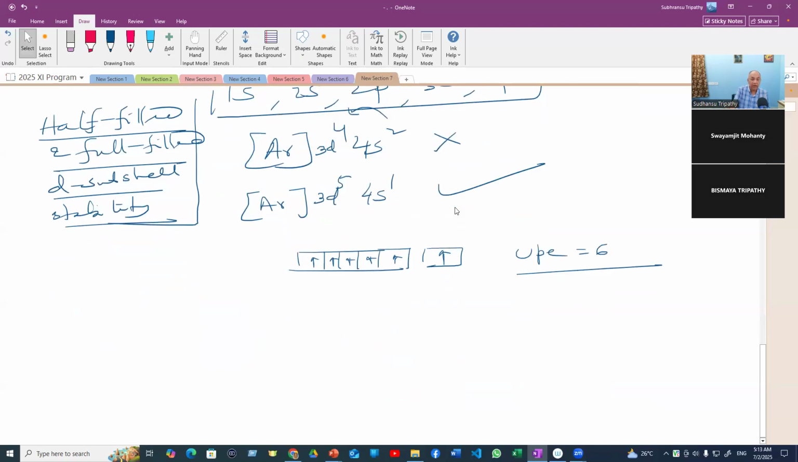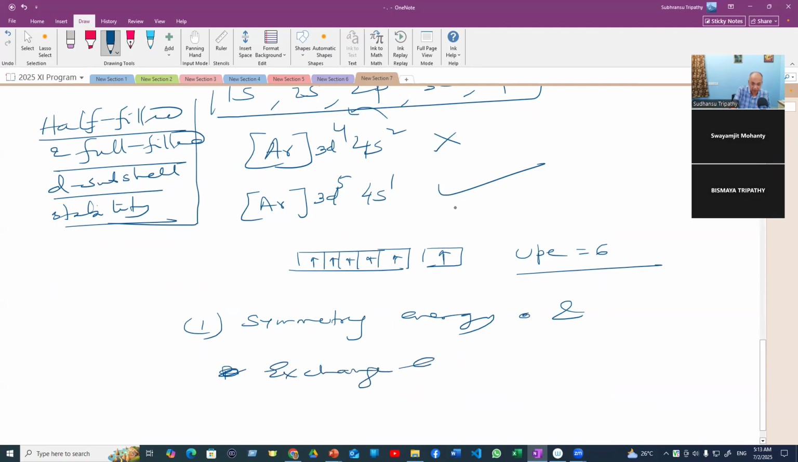Okay. So that is due to the symmetry energy and pairing exchange energy. How you will get the exchange energy of a half-filled d subshell.